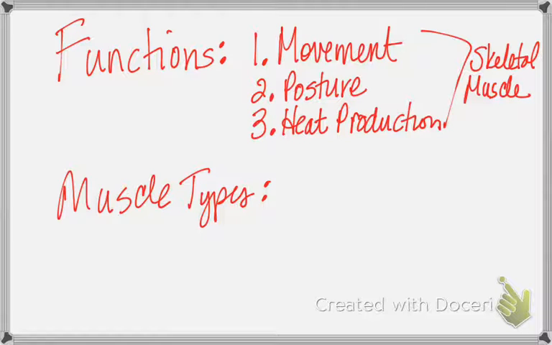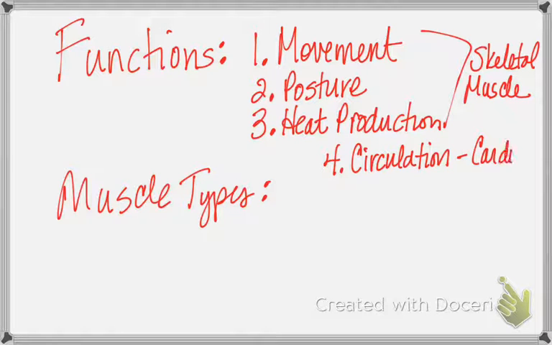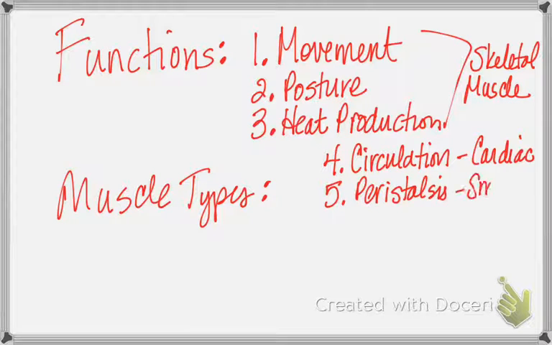Do we have a function that involves cardiac muscle? Blood flow, circulation. When the cardiac muscle contracts, the heart acts like a double pump and circulates blood throughout the body. And we have one more: peristalsis. That's smooth muscle, the movement of food through our digestive tract. So those were our functions.